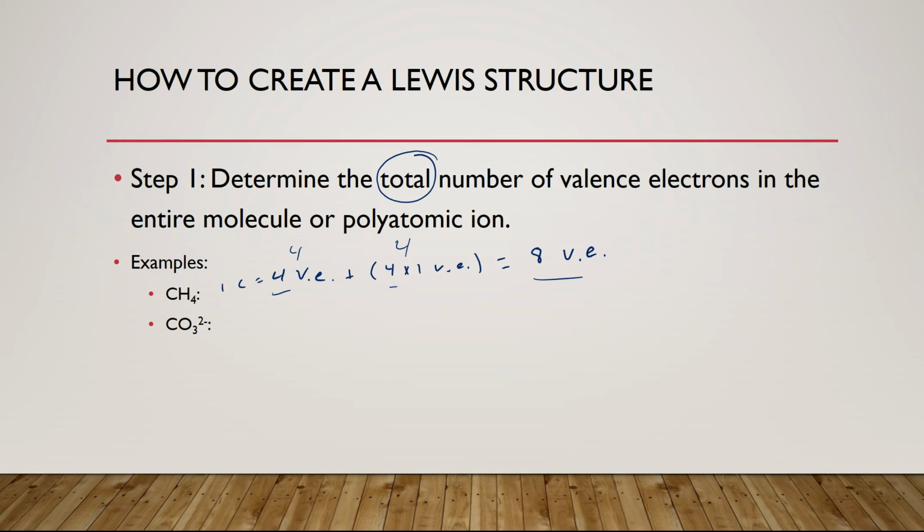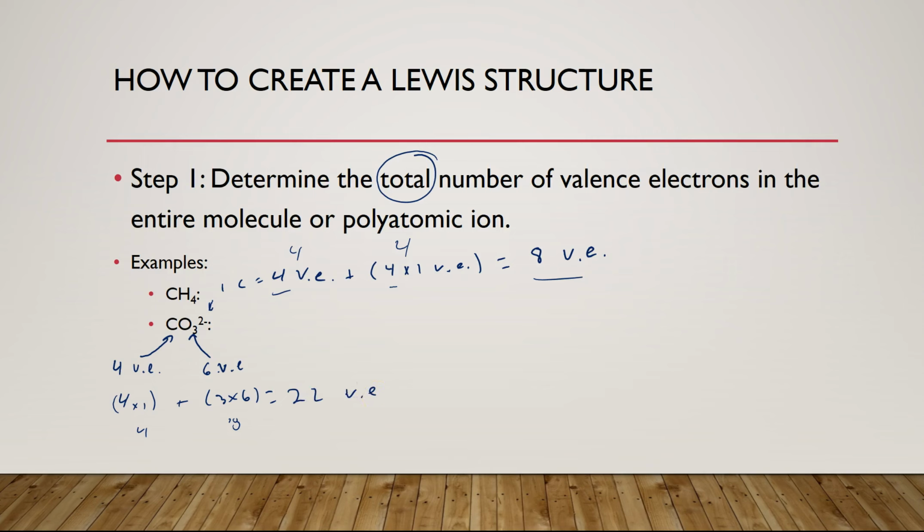Now, slightly more complex is when we apply a charge to our molecule. Again, we've got a carbon atom there, which has 4 valence electrons. We've got oxygen, and each oxygen contains 6 valence electrons. We've got 3 of those. So if we go 4 times 1 plus 3 times 6, that's 18 plus 4, excuse me, that gives us 22 valence electrons.